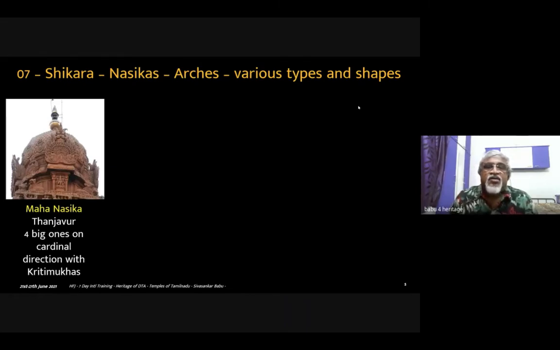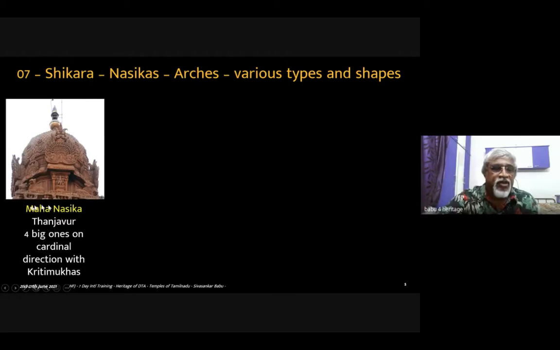Later on, this transformed into gavakshas in North Indian style and as a nasika in South Indian architecture. This is the arch kind of a thing, which is available here. So there are some 9-10 varieties of nasikas that are mentioned in the temple architecture agamas. But I am just giving you the top 4 varieties which you will be able to understand and appreciate the beauty.